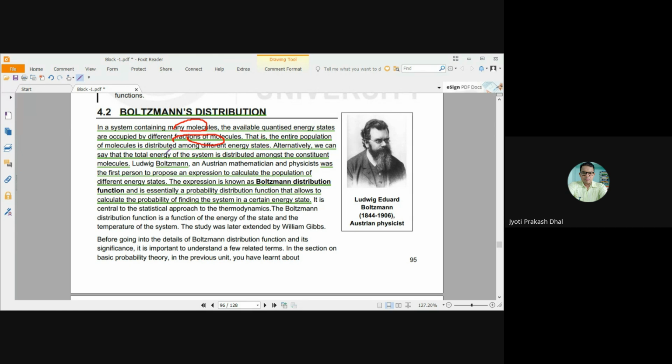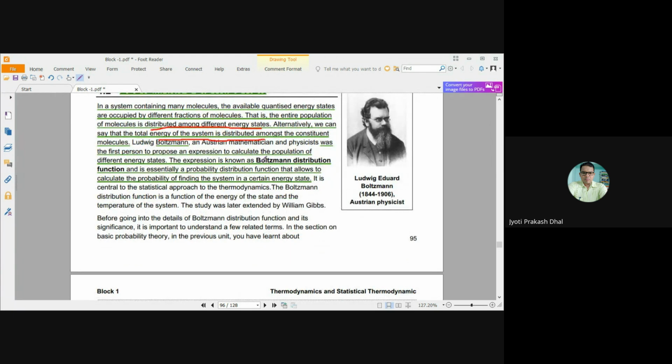This is the entire population of molecules. That is, the entire population of molecules is distributed among the different energy states. Alternatively, we can say that the total energy of the system is distributed amongst the constituent molecules. Now, Boltzmann was the first person to propose an expression to calculate the population of different energy states.